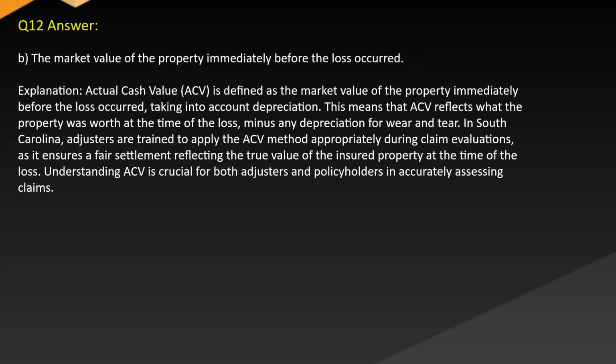Answer: B. The market value of the property immediately before the loss occurred. Explanation: actual cash value (ACV) is defined as the market value of the property immediately before the loss occurred, taking into account depreciation. This means that ACV reflects what the property was worth at the time of the loss minus any depreciation for wear and tear.